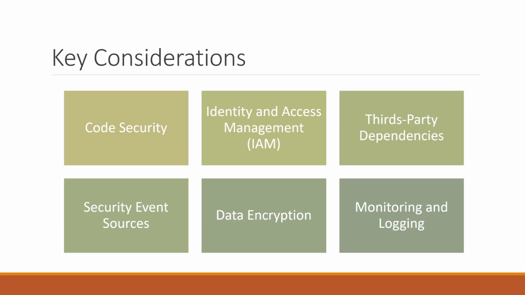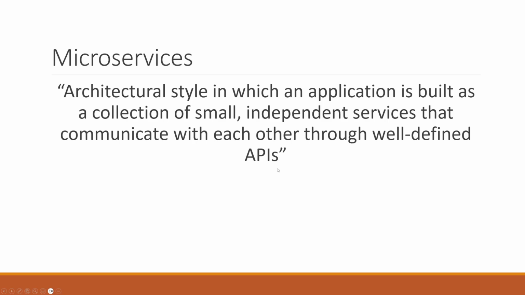But we need to make sure that our code is definitely secure, that those who can access it are authorized to access it. If there are any third-party dependencies, that they're managed properly, and we have those mitigated as well. If there are any security events, can we make sure that the API and file uploads and stuff like that can be tracked and secured properly? Are we using data encryption, and how are we monitoring these new functions? The next one I want to talk about is microservices.